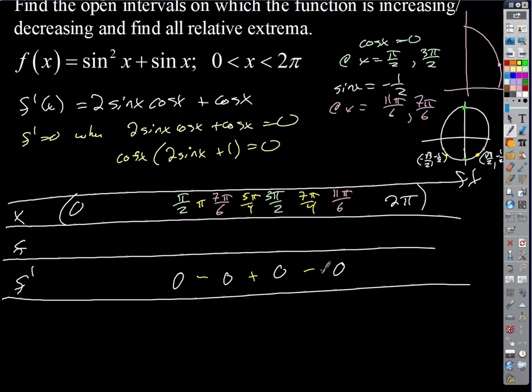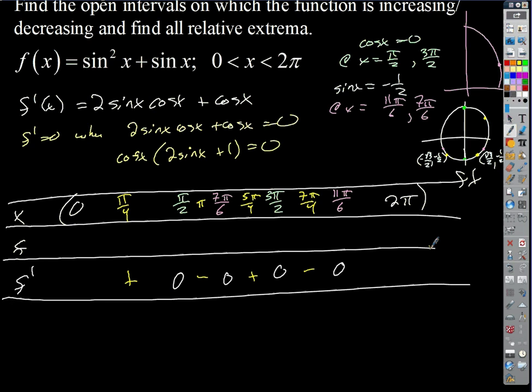Below pi halves, we could just pick pi fourths. Pi fourths, we're going to get positive and positive, right? So positive and positive and positive, I get positive. Good? The only place we have left to pick, and this is an inconvenient one, is right here. Agreed? Okay, now here's a trick.